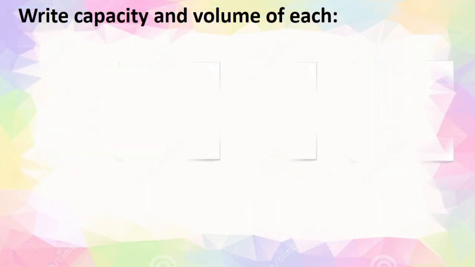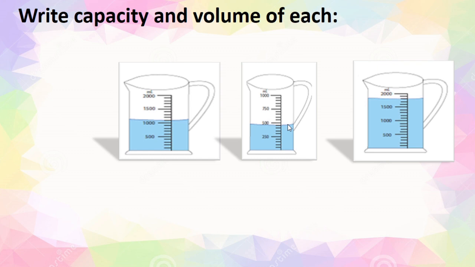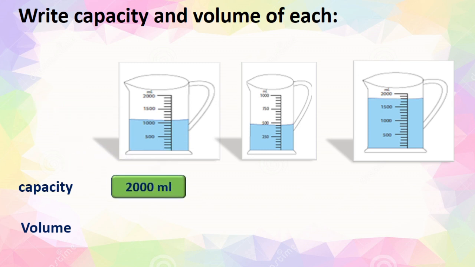Write capacity and volume of each. Yes, we know the meaning of capacity and we know the meaning of volume too, isn't it? Okay, we will try to write the capacity and volume of this first jar. See here. Now we will move to the second jar.